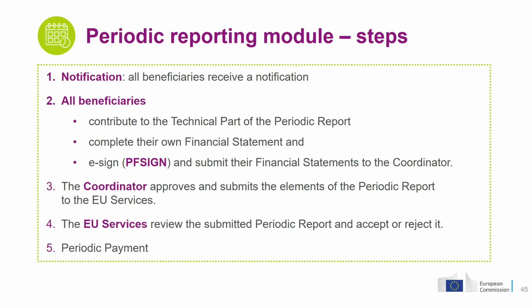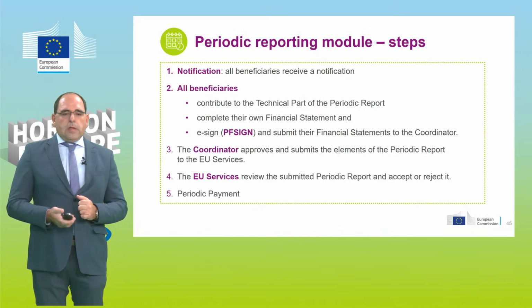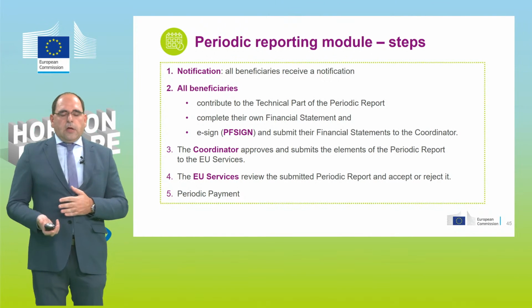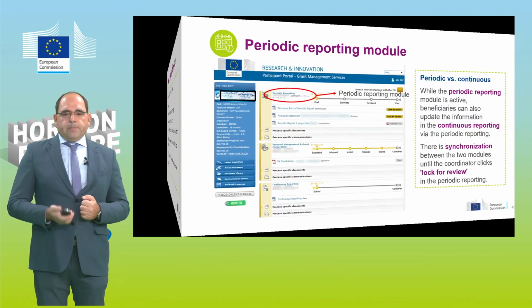And then the person who has the project financial signatory for each organization will sign them. The coordinator will collect, will approve all this, and will assemble it to the full report, and they will submit to the EU services, which then will evaluate, and then it can be accepted or it can be rejected, and then it results to the periodic payment.